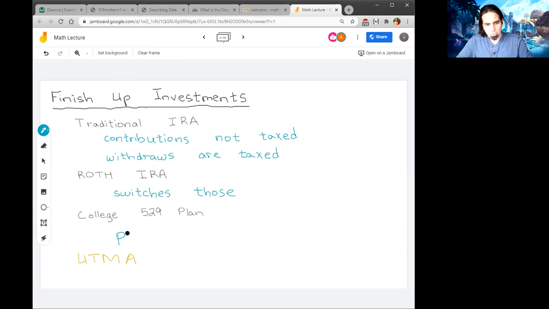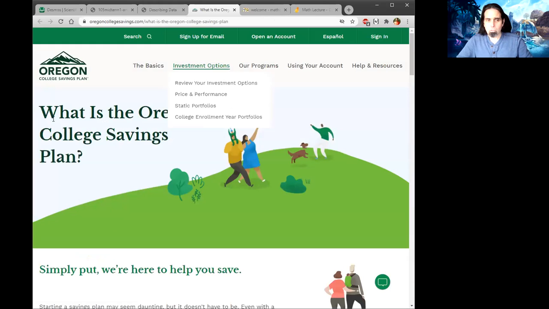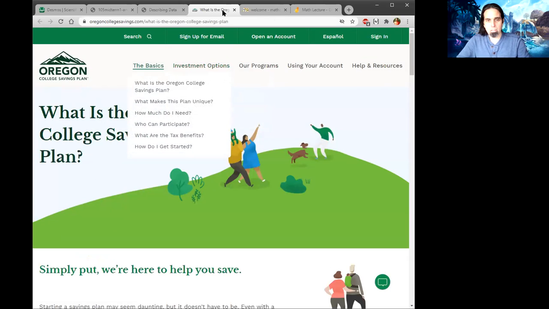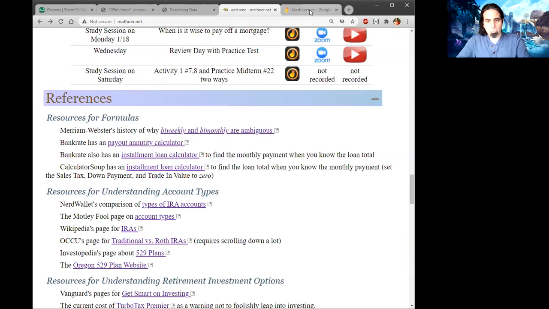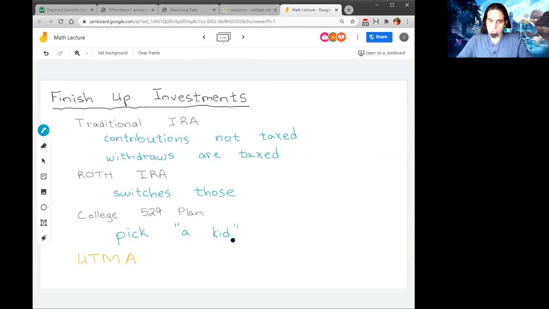Okay, this college 529 plan, you have to pick a kid. There's only one that I know of in Oregon, the Oregon College Savings Plan. Again, it's in your reference links. And it is a plan where you put money in and you have to spend it on education for that kid. And the kid is in quotes because you can switch which kid it points to.